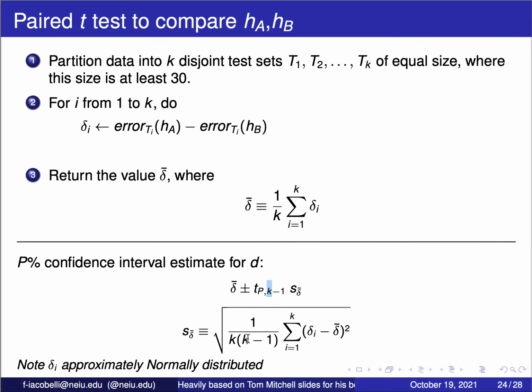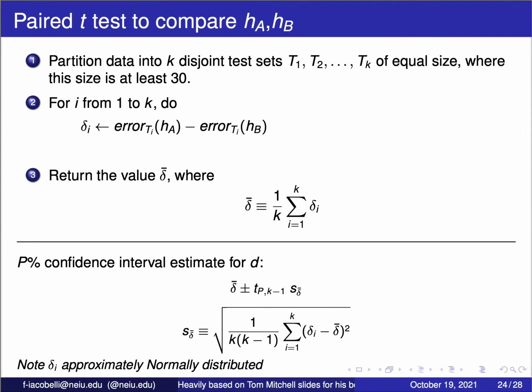What I will say is k is the number of intervals that you decided to compare. It's also called the degrees of freedom, and p is how good a probability you want, to be sure that this estimation is really showing there's a difference between learner A and learner B.